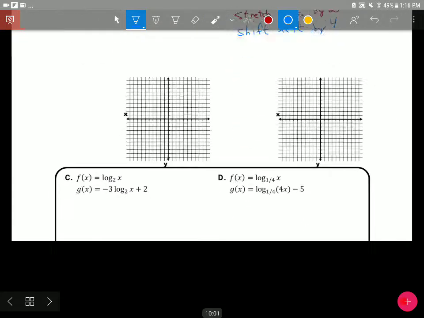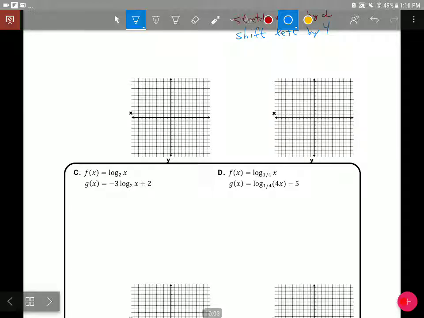What are y'all doing back there? Come on. All right, let's do one more on this page. Let's do letter D.